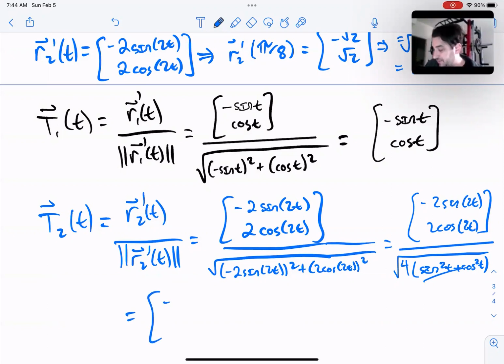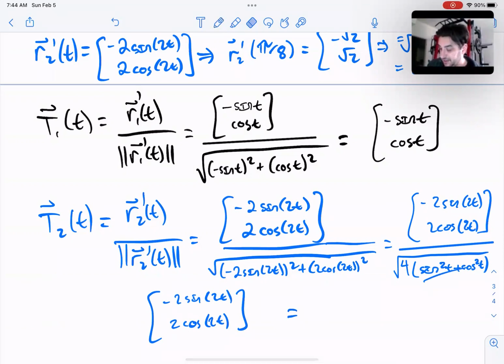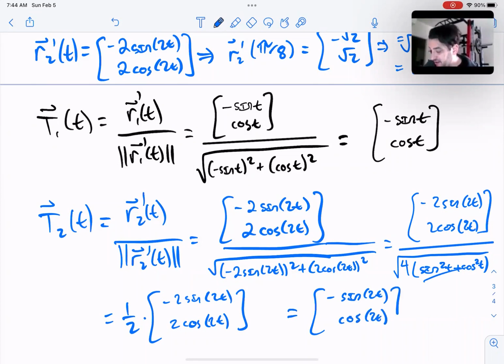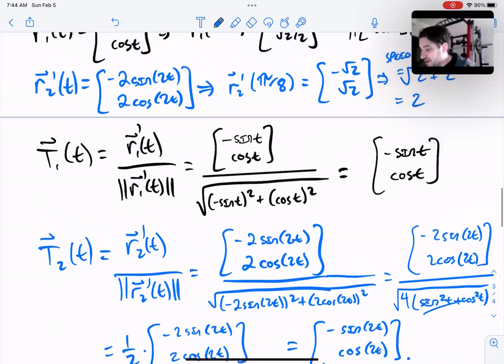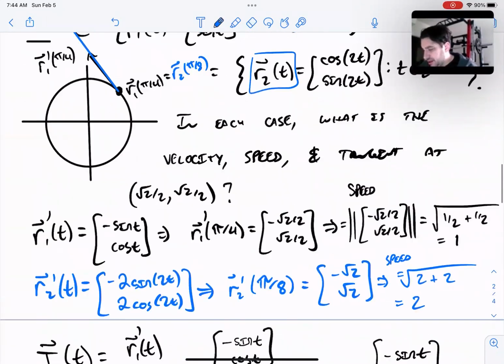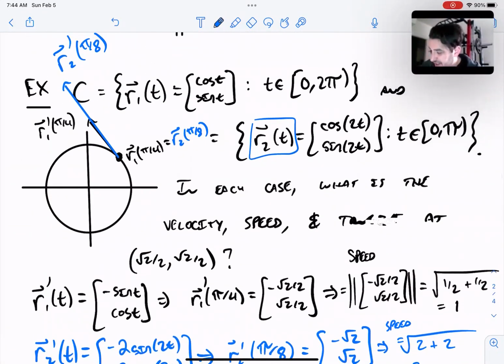See, so now I get -2 sine t over 2 cosine t, or 2t, right? Divided by 2. You could think of this as scalar multiplication, right? Think of this as the scalar 1/2 times all of that, right? See, so the tangent vector comes out exactly the same for these two parameterizations, right? So there's t1 and t2.